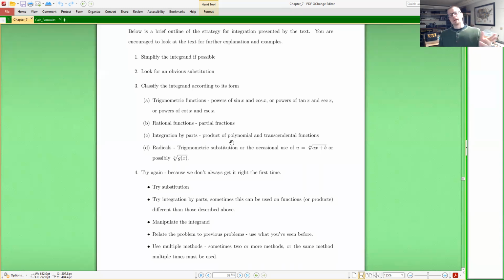So there are times when it's not the product of a polynomial and transcendental. Sometimes it just has the transcendental. And then when there's a radical, right, it depends on the form of the radical. When we have u squared plus a squared, or u squared minus a squared, or a squared minus u squared, or that can be written in that form, we would want to use some sort of trigonometric substitution.